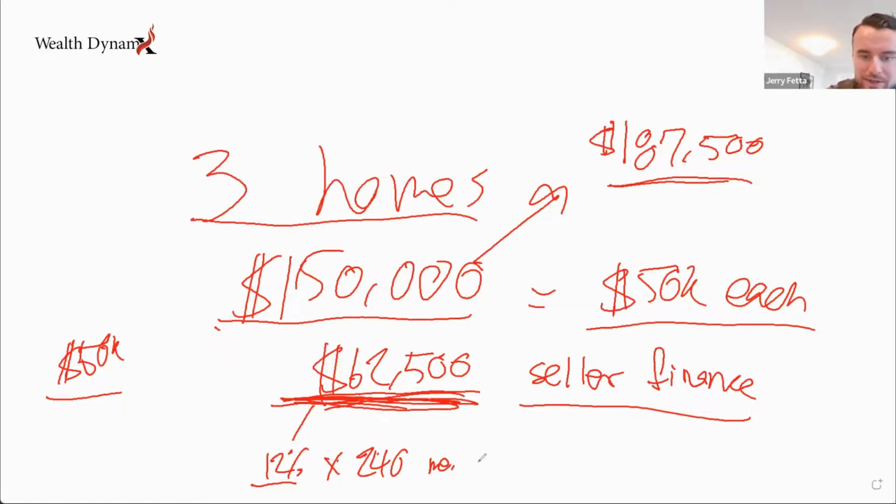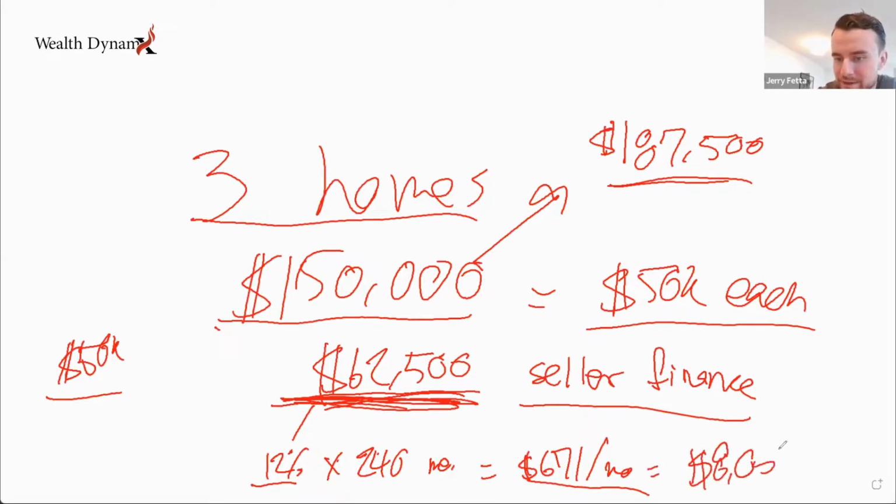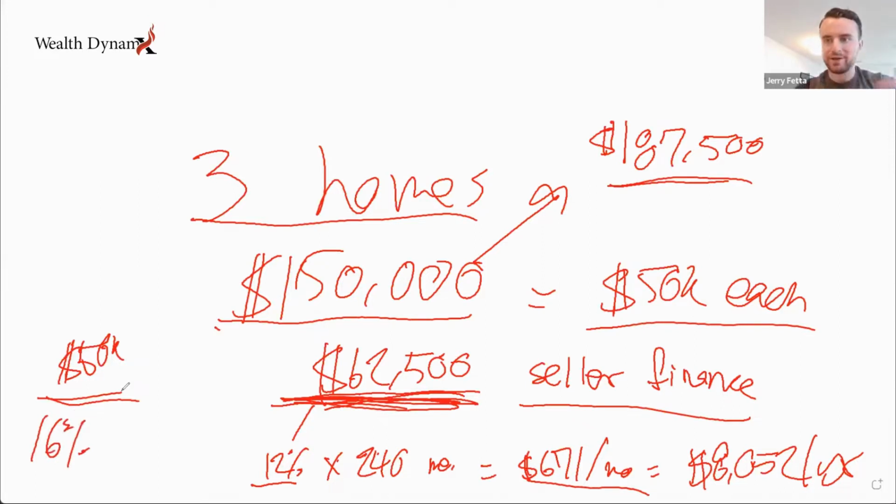So I'm bringing in on this example about $671 a month as a mortgage payment, right? So $671 a month times 12 months is $8,052 per year. That's my income on this one property. I have 3 of these in this example. $8,052 a year divided by my principal. So divided into 50,000 means that I am earning a 16% annual rate. That's my annual yield on this.